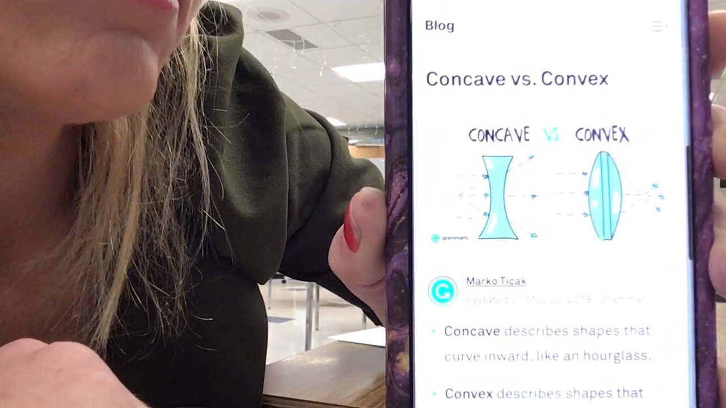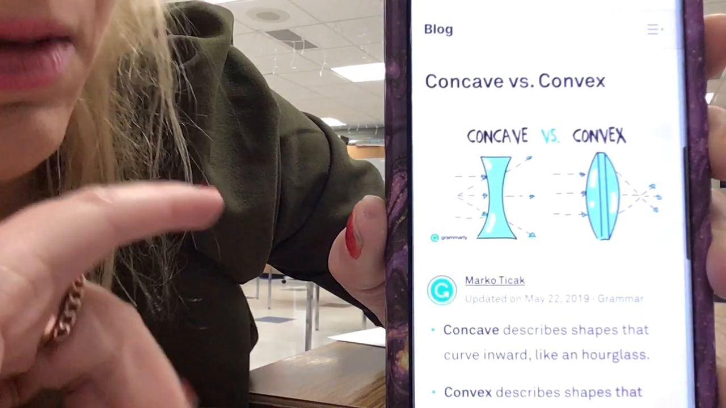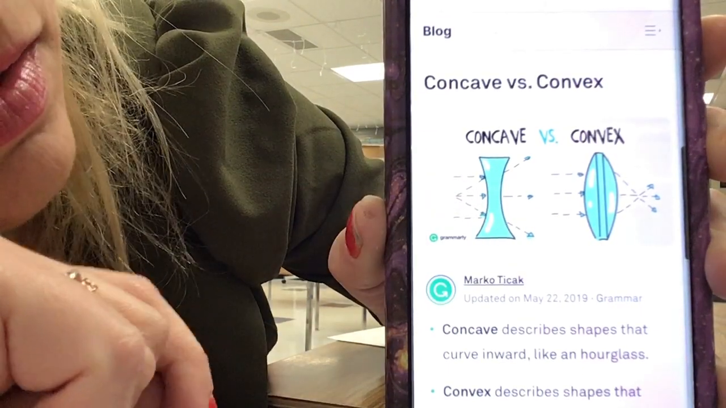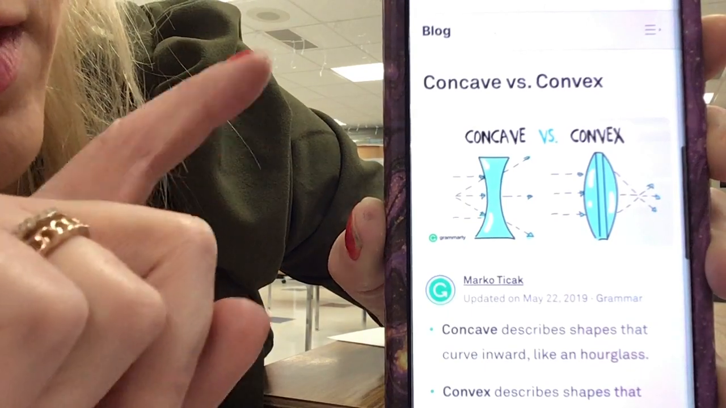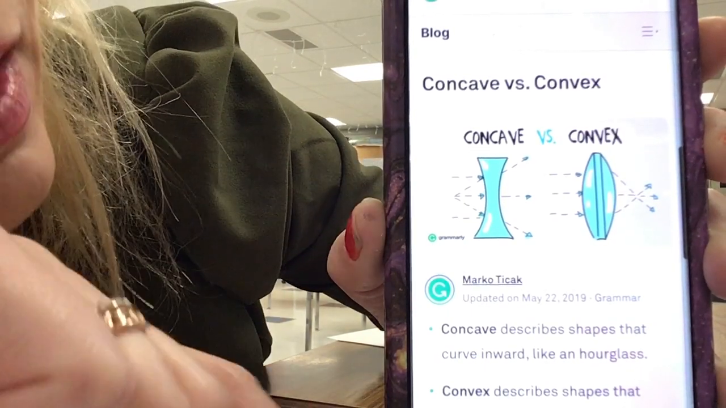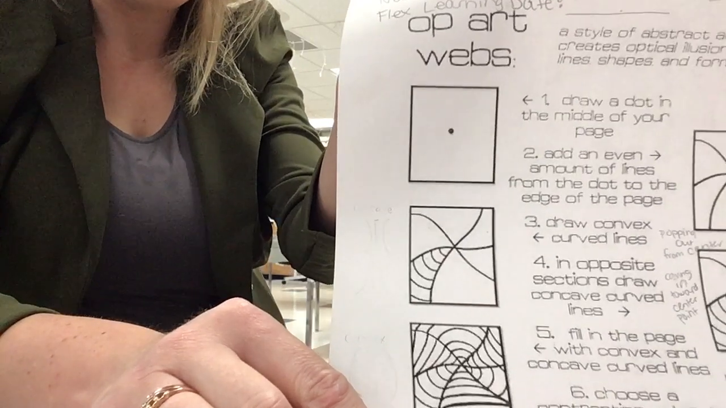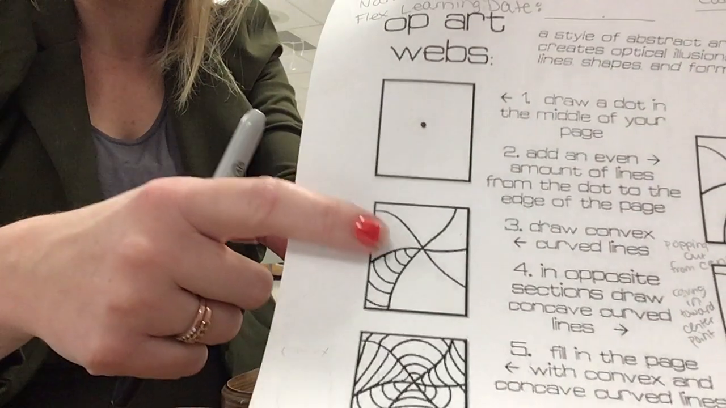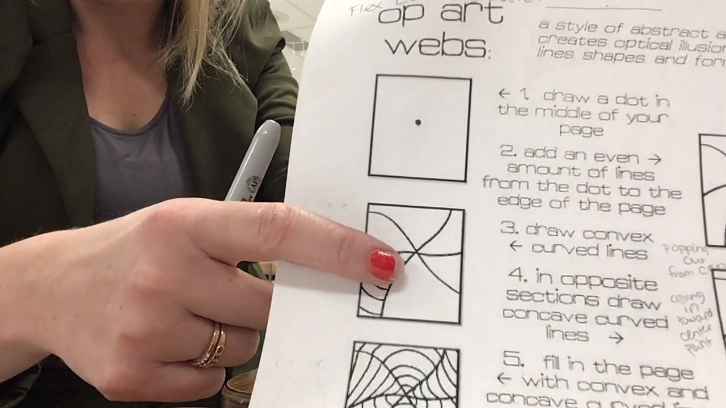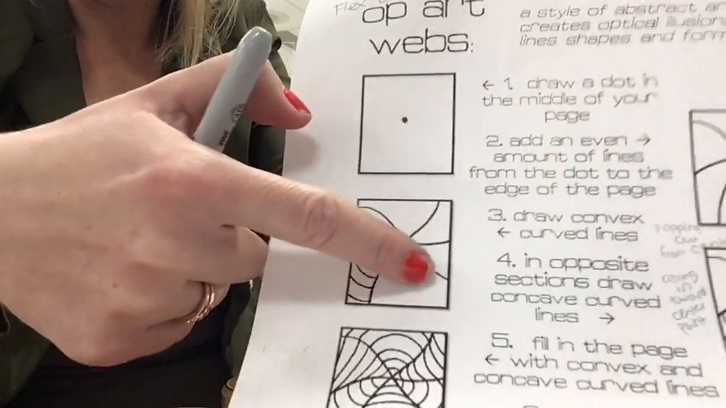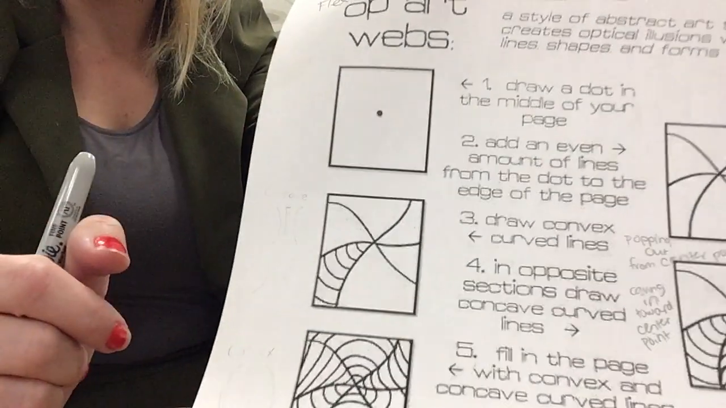Okay? So basically we're just going to be making bent lines that are curved in and bent lines that are curved out. So we start off by making a dot right in the center. And then we are going to put an even number of lines that are all going through that center point that we first made.